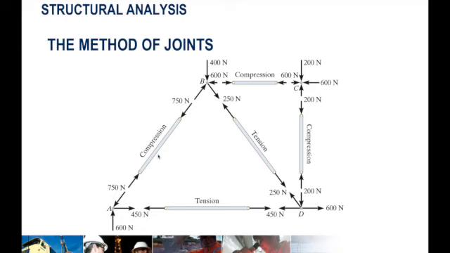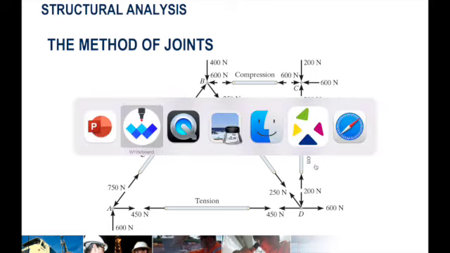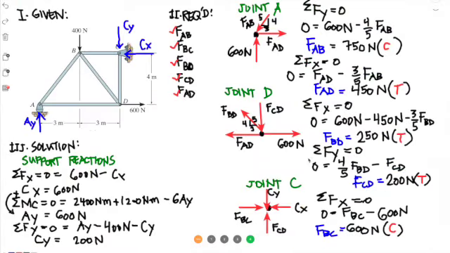So for AB, that is 750 compression, correct? For AD, that's 450 Newton tension, that's correct. For BC, that's compression, that's 600, that's correct. For BD, that's 250, that's tension, that's correct. But for CD, 200, it's compression, 200 Newton FCD. Okay, we have this is compression. Okay, so let's correct that.